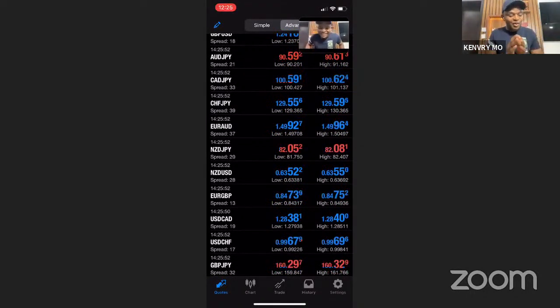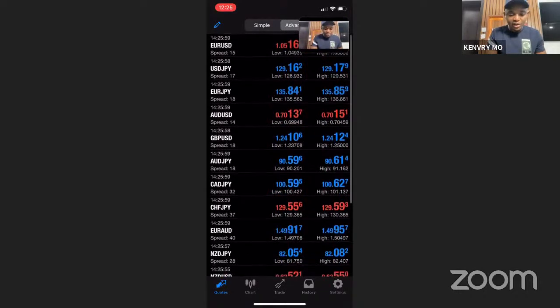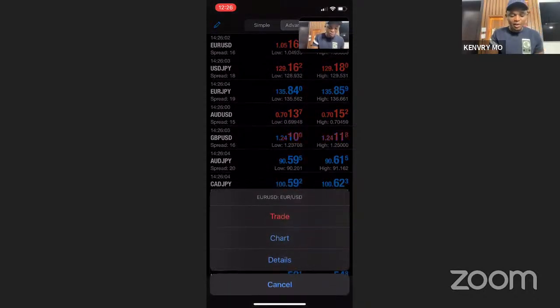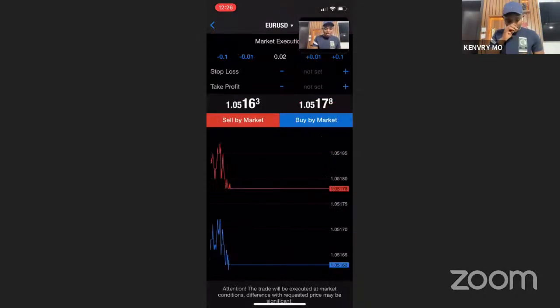Okay, good. So what we have here right now is how to take a trade. When we click on the currency, the first thing they're going to give you is a price. They give you the currency, they give you the price. So let's say we want to trade Euro USD. I will click on trade. So this is what you're going to see.